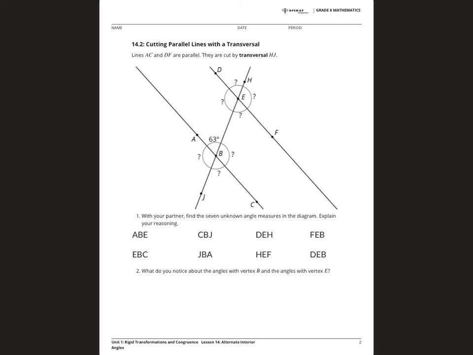The next slide says, cutting parallel lines with a transversal. Lines AC and DF are parallel. Okay, so parallel means that they're literally just right across from each other. Those two lines will never, ever, ever touch. That's parallel. And it says they are cut by transversal HJ. So this is your transversal. And a transversal is literally a line that cuts two parallel lines.